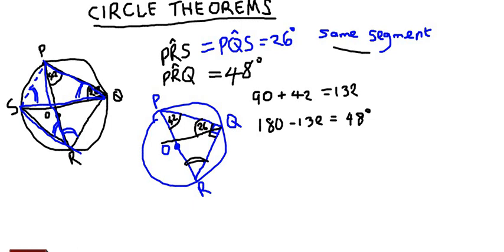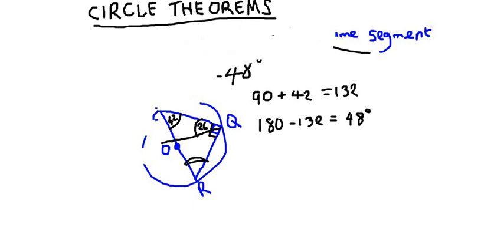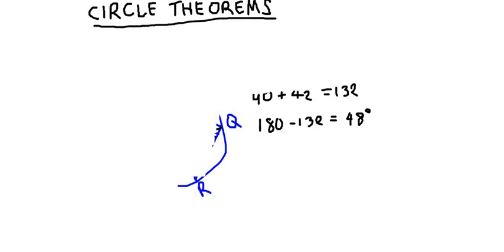So that is how we solve angles involving the first 5 theorems that we have covered. So let's look at theorem number 6 and theorem number 7, which are based on the cyclic quadrilateral.